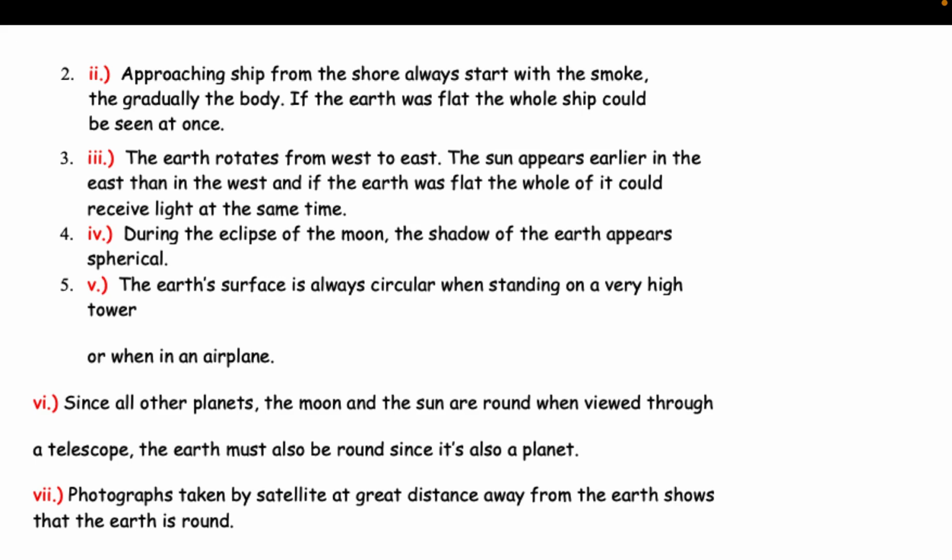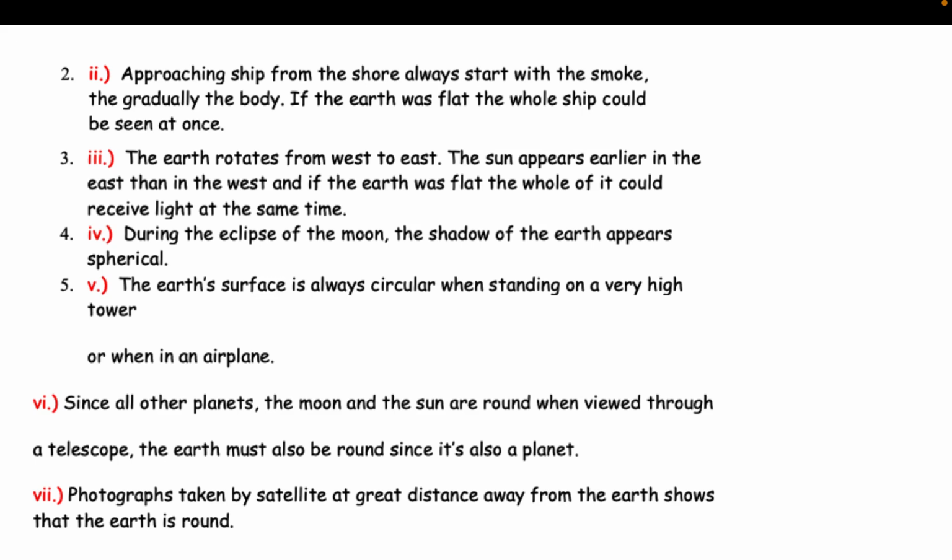IV. During the eclipse of the moon, the shadow of the Earth appears spherical. V. The Earth's horizon is always circular when standing on a very high tower, or when in an airplane. VI. Since all other planets, the moon and the Sun are round when viewed through a telescope, the Earth must also be round since it is also a planet.